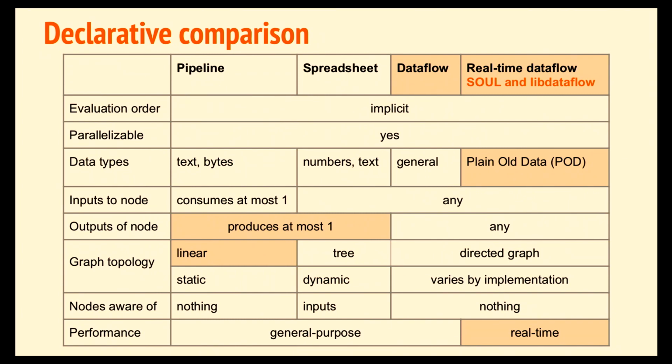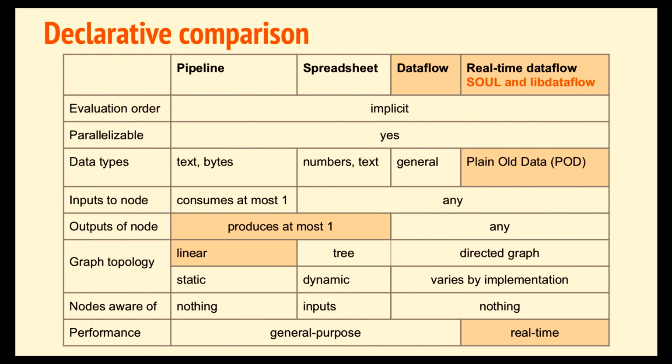Yeah. So this is a complicated table. Don't bother trying to memorize it right now. But the key points are, as Domingo said, first of all, that a pipeline is linear. It's not a full directed graph, and also that in both pipeline and spreadsheet, each node or each cell only produces one value. That value might be consumed by multiple other nodes, but it's only producing one. So they're essentially specializations or cases of general data flow.